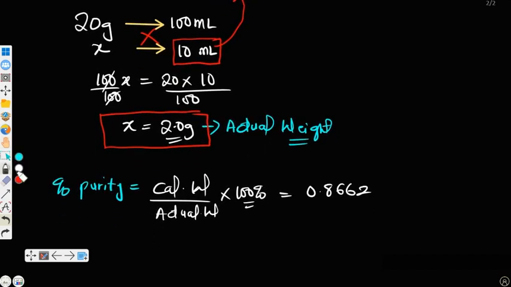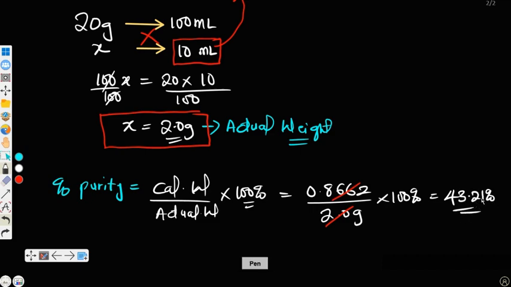0.8662 divided by 2.0 gram. Is that okay? Now, what do you think that is going to give to us? This cancels this. Times 100%, right? Times 100%. What is that going to give to us? 43.31%. So this is the percentage purity of vinegar.